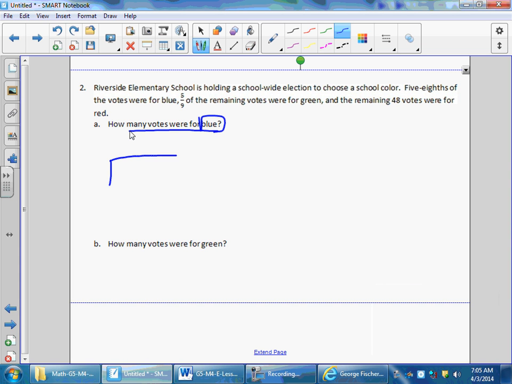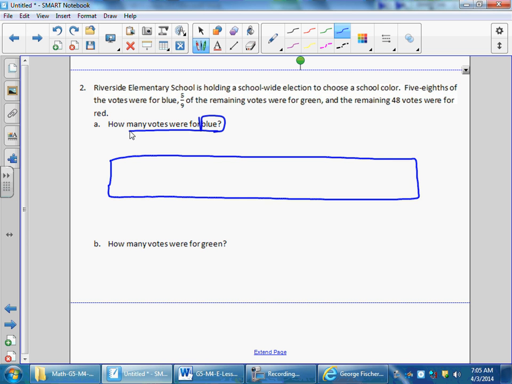Here's my tape. Take advantage of the space that I have. I may need more space, which I will do on loose leaf or someplace else if I'm not working on a computer screen.